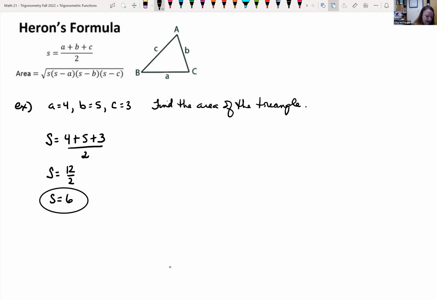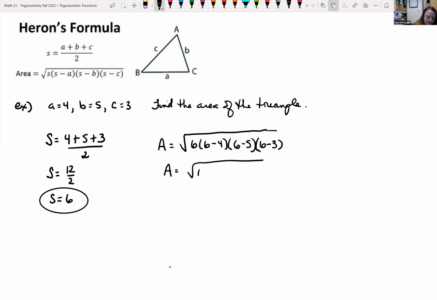So we can find this area by Heron's formula. This is equal to the square root of S, which we found to be 6. And then take S, 6 minus one of the sides, 4, all times S, which is 6 minus another side, so let's say 5. And then all times 6 minus the last side, which is 3. So we have the area is equal to 6 times 6 minus 4 is 2, times 6 minus 5, which is 1, times 6 minus 3, which is 3.